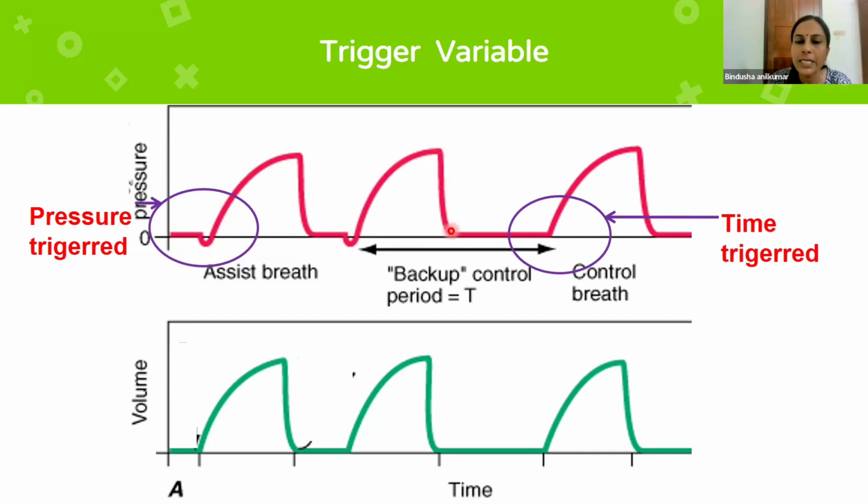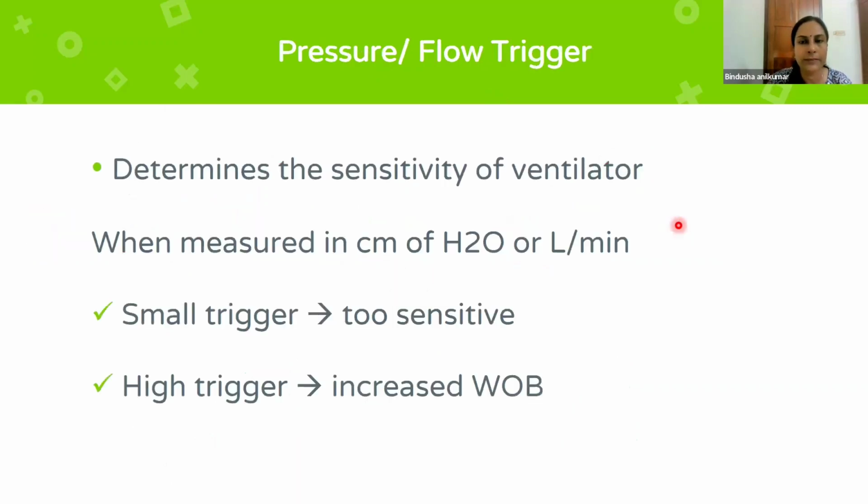So what happened is that after the second breath, the patient is not initiating the breath for some time. Why? Because maybe the patient is sedated or something. So the backup control period is over. So the ventilator is now giving a control breath here. There is no initiation from the side of the patient. So the patient is not triggering the breath. So this is a time triggered breath. So I hope that you understood the concept of time triggering and patient triggering. The patient triggering could be by either a pressure triggering or a flow triggering.